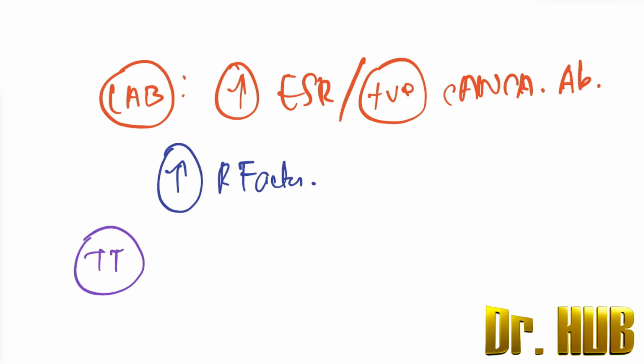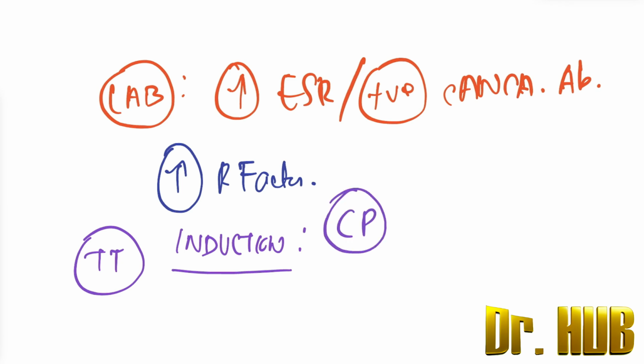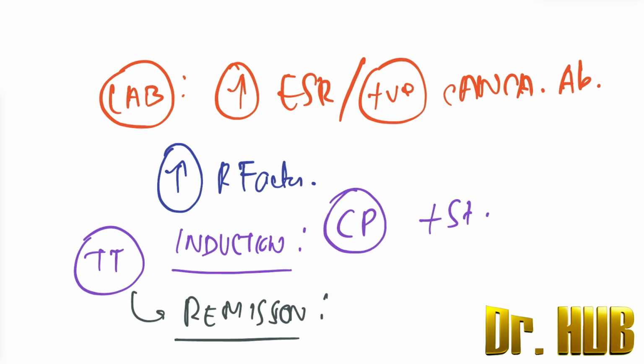So how do you treat granulomatosis with polyangiitis? There are two phases. One is the induction phase, in which cyclophosphamide is combined with steroids. Next is the remission phase, in which you give methotrexate or azathioprine.